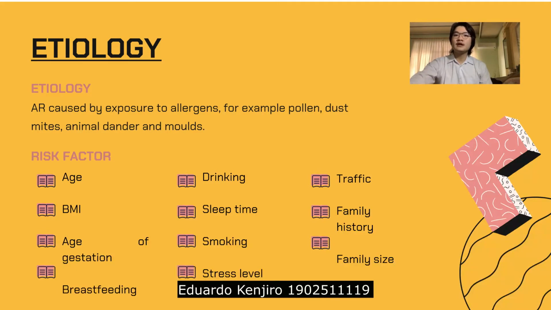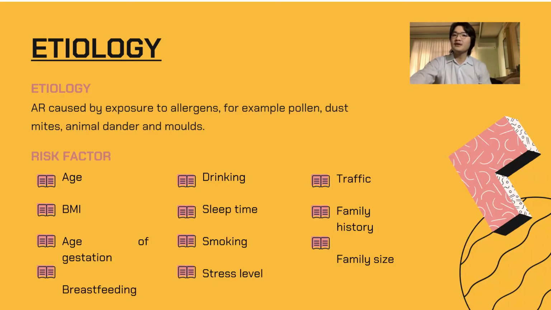Next, now we are going to talk about the etiology. Rhinitis allergy is an IgE-mediated inflammation of the nasal mucosa due to exposure to allergens such as pollen, dust mites, animal dander, and molds. Based on literature review, there are several risk factors that could cause rhinitis allergy, such as age, body mass index, age of gestation, breastfeeding, alcohol drinking, sleep time, smoking, stress level, traffic, family history, and family size. That's all. The next one is going to be explained by my colleague.